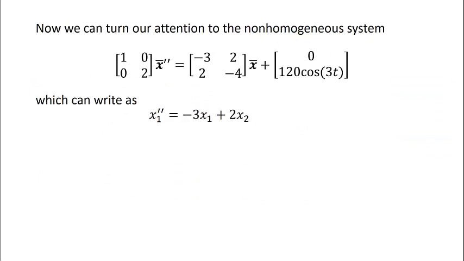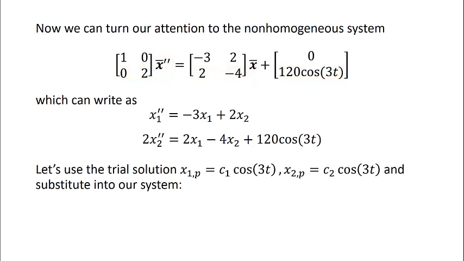We're going to write this system as x1 double prime equals minus 3x1 plus 2x2, and 2x2 double prime equals 2x1 minus 4x2 plus 120 cosine of 3t. So let's use as our trial solution for our particular solution c1 cosine of 3t, and for x2 c2 cosine of 3t. Recall, the natural frequencies of the system were 1 and 2.